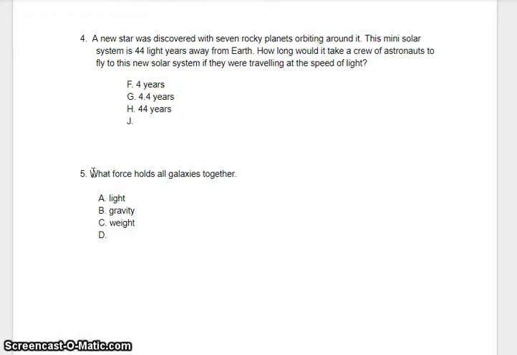Number 5. What force holds all galaxies together? A. Light, B. Gravity, C. Weight.